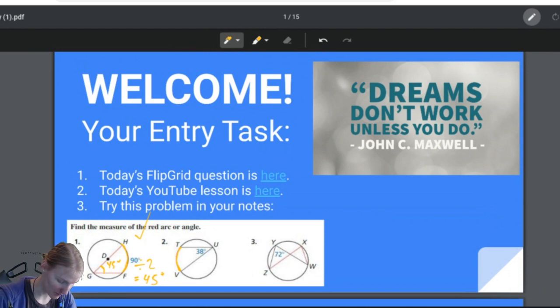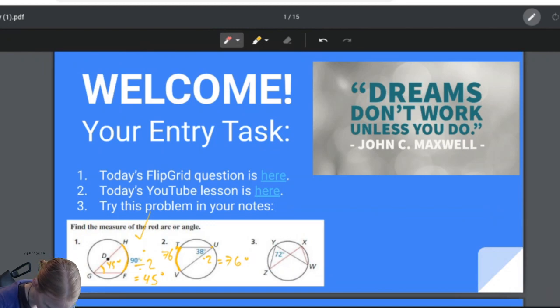Now, I am looking for the arc, but I have the angle. So now I'm going to do the opposite of what I did here, because the arc that inscribed angles subtend are twice the measure of the inscribed angle. So, I need to do 38 times 2, which is 76 degrees. So the measure of this arc is 76 degrees. And I probably should have used a different color. That's okay. I will use a different color for this last one.